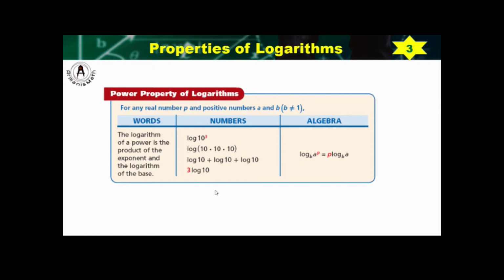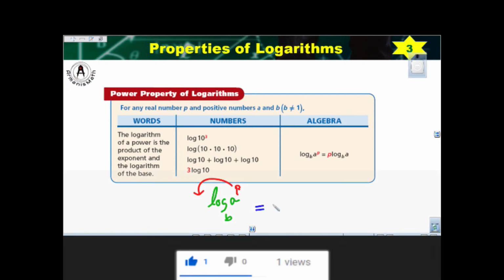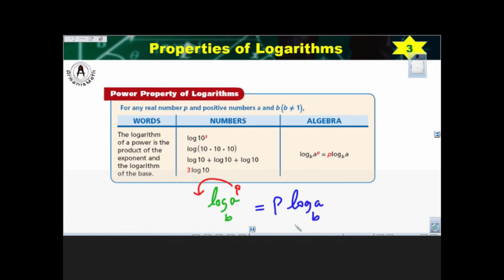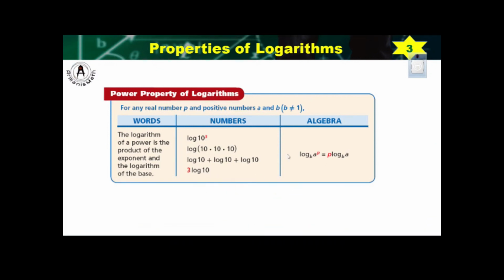So the property basically states if you have a log of base b of a to a p power, then you kick the power outside, that becomes p, the power, times the log base b of whatever you have. So you basically kick the power outside the log.